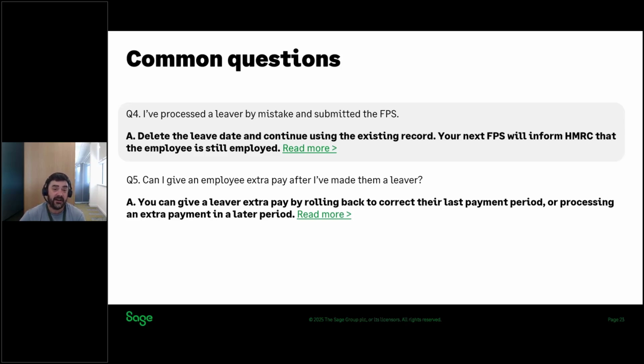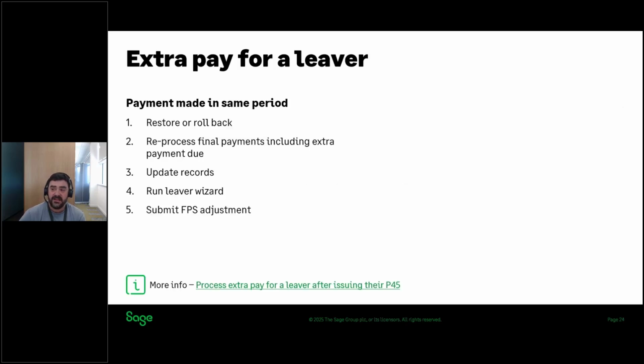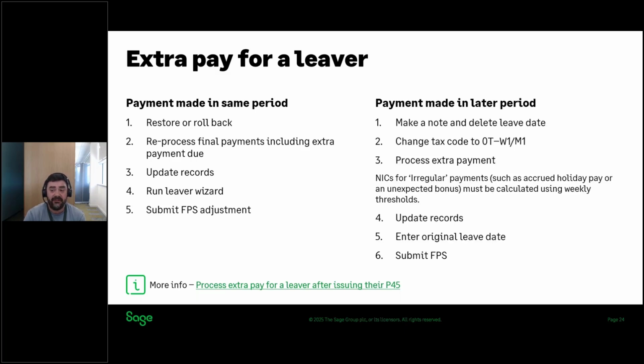Or if it's going to be in a different pay period, a future pay period, there is a specific process you would follow. It's outlined on this slide, but I've also linked to our step-by-step guide. So if it was in the same period, it's restore or rollback, run the Leaver Wizard, submit FPS adjustment.